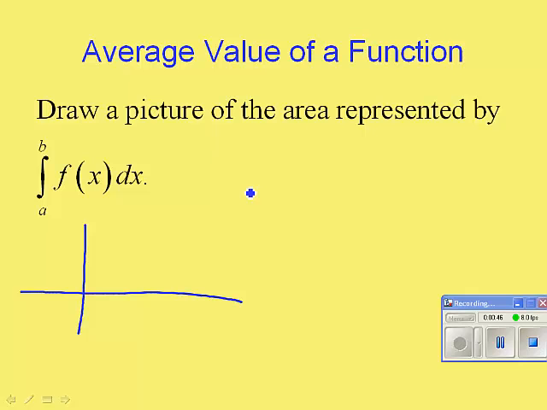And then I want you to show me what this integral represents. We know it's area under a curve, right? Or area between a curve and the x-axis. So you could draw some kind of a picture that goes along with that. And then, why don't you write a story? Okay? Because we're supposed to interpret.